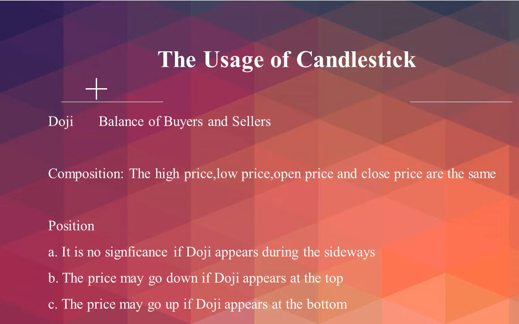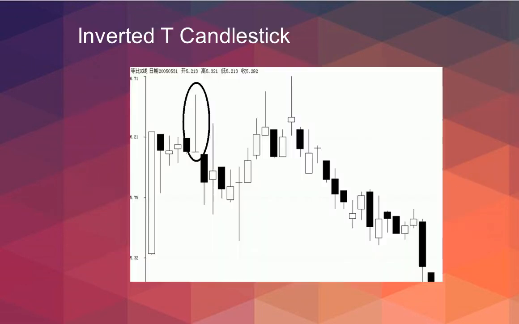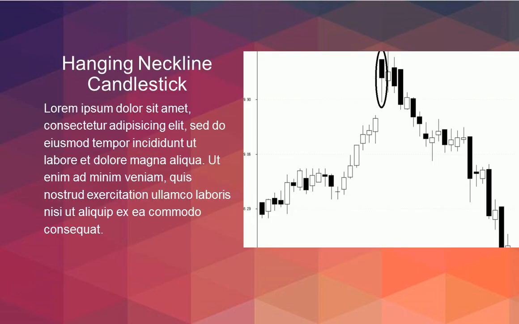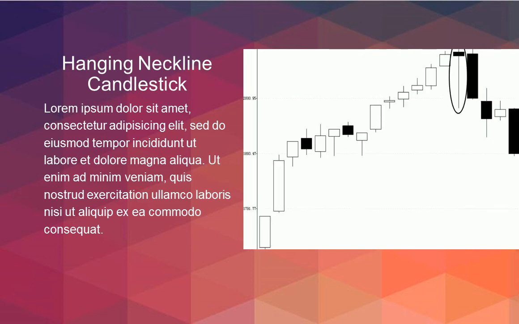So this is the Doji and the inverted T pattern. If you see the inverted T pattern like this, you should prepare to sell. It's not good. Then we can see here is the hanging candlestick. If you see this is the bearish hanging hammer candlestick, so you should prepare to sell, okay? Then if you see the next one, this is the bearish hanging neckline candlestick. So this is the sell point.